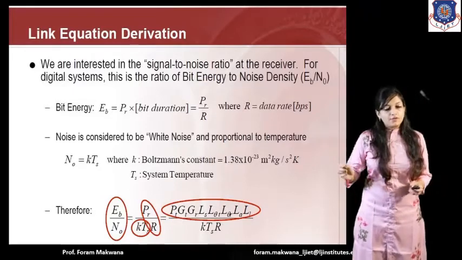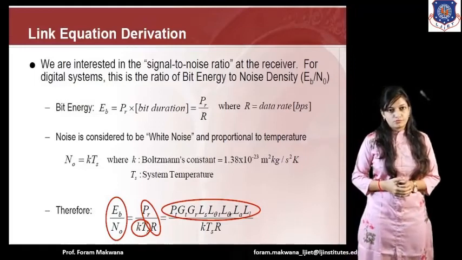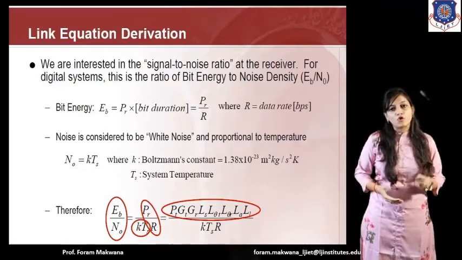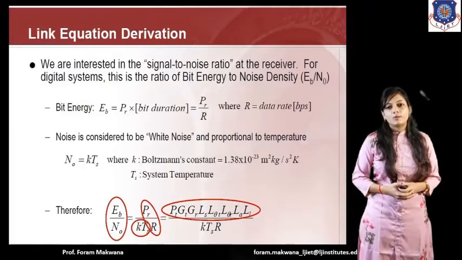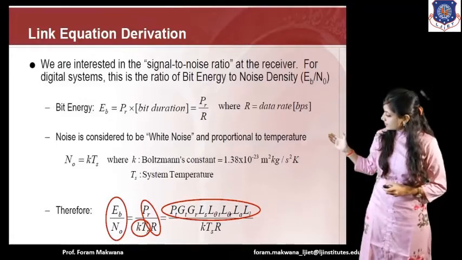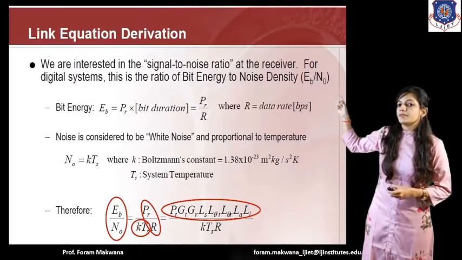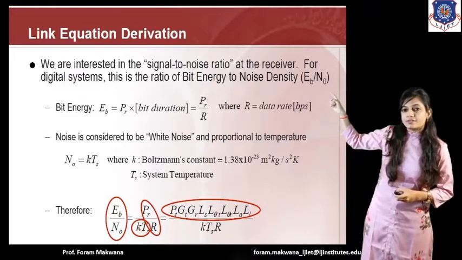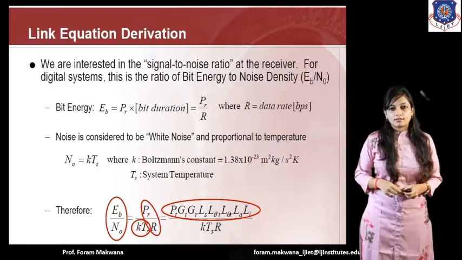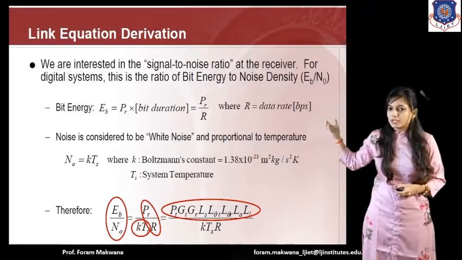Application, we are interested in signal to noise ratio. That means a ratio of signal power divided by noise power. So for the digital system, what are we going to calculate? We are going to calculate a ratio of bit energy to the noise density. Right? So what is my bit energy and how to calculate it?